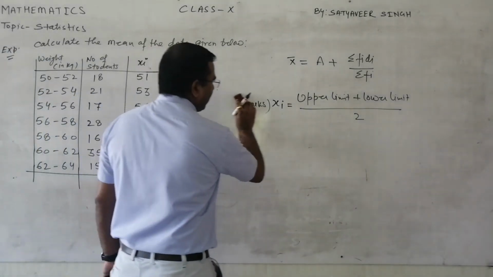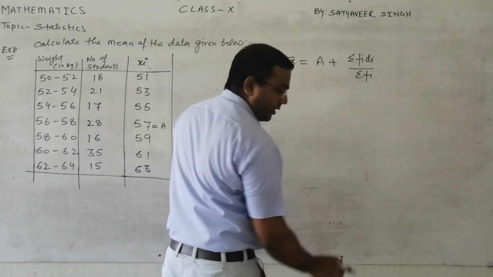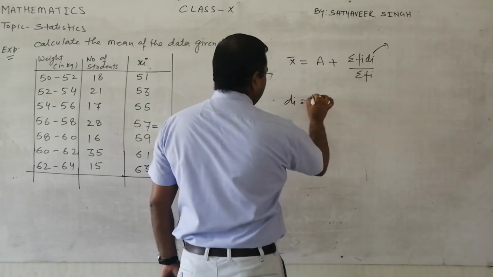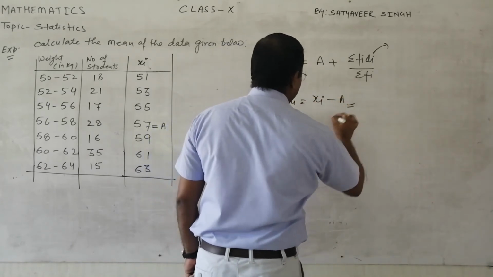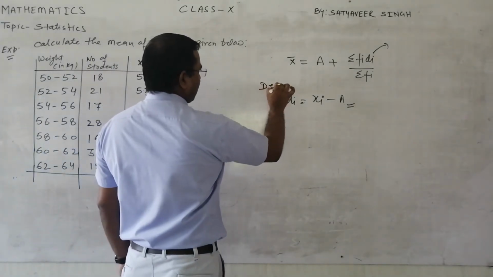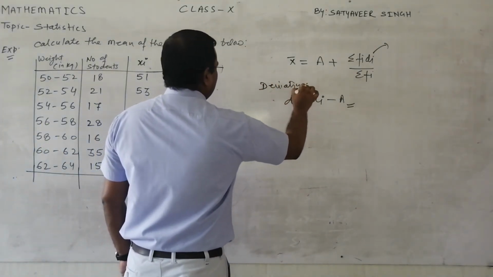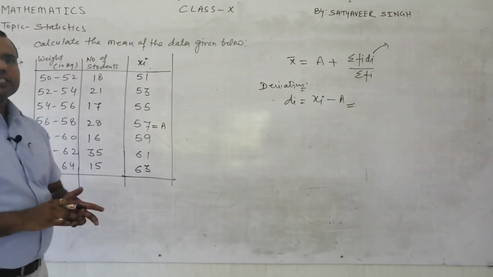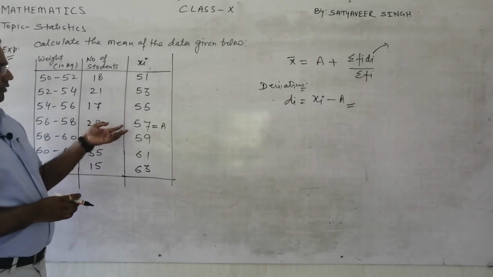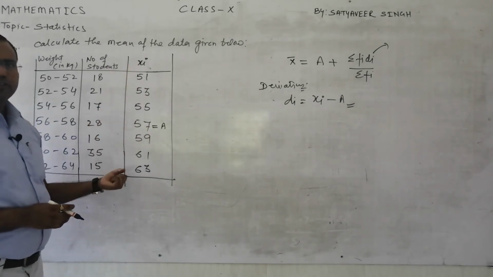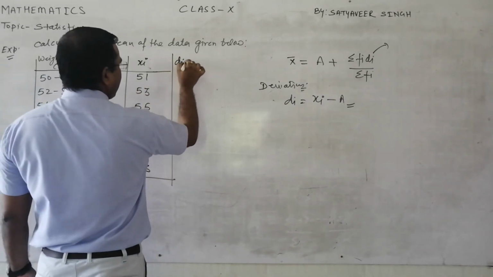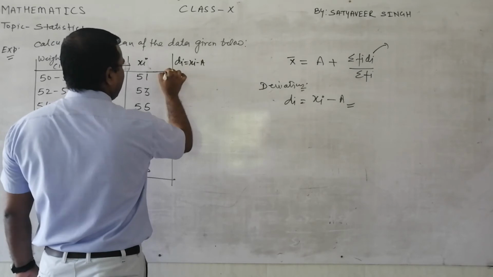And now further we will find out what the deviation is. See, this deviation I am talking about, this di is what? Basically xi minus a. You can call this deviation. Deviation is basically the difference of the mean from the class marks. If you find that, it is called deviation. So we can find from here what di is: it is xi minus a.